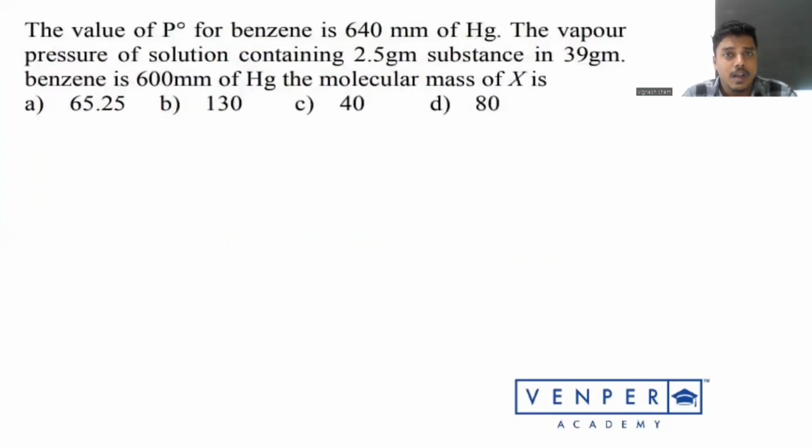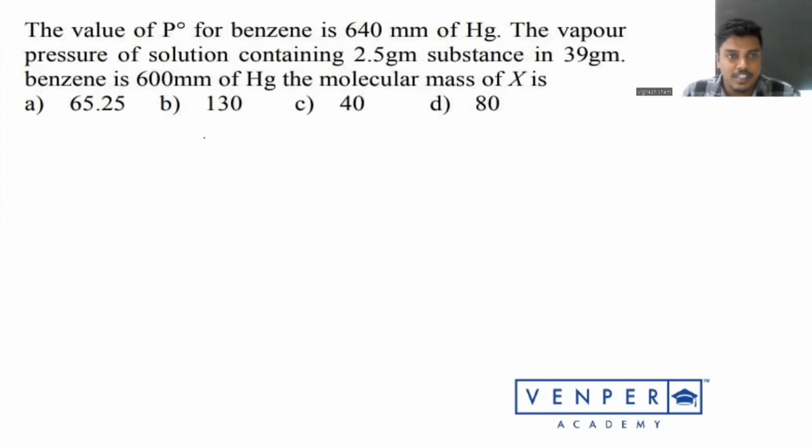Okay, next concept: vapor pressure. A solution-based question. Now, what is the question? The value of P naught for benzene is 640 mm of mercury. The vapor pressure of the solution containing 2 gram of substance in 34 gram of benzene is 600 mm of mercury. The molecular mass is asked. Now what formula can we apply?